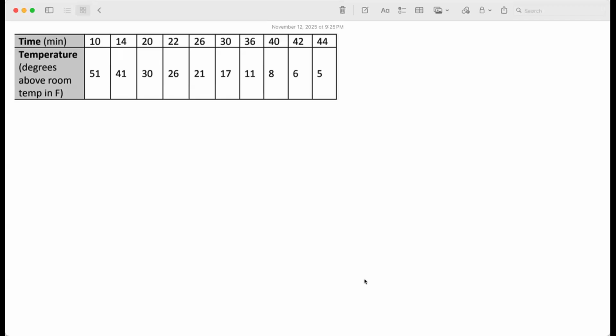Can we go ahead and type these values: 10, 14, 20, 22, 26, 30, 36, 40, 42, 44. Similarly, 51, 41, 30. Please do, guys, then only you will know as well. 51, 41, 30.